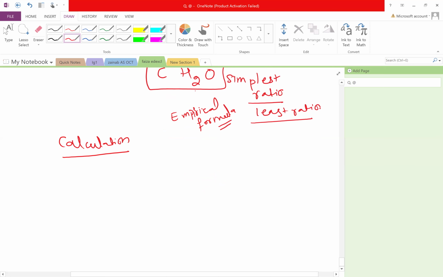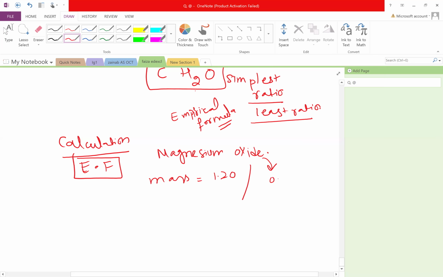How to do calculation? Let's suppose that I want to find the empirical formula. I am just writing EF, which means empirical formula. Let's suppose that I want to find the empirical formula of magnesium oxide. And I am given the mass of magnesium as 1.20 and of oxygen as 0.80.